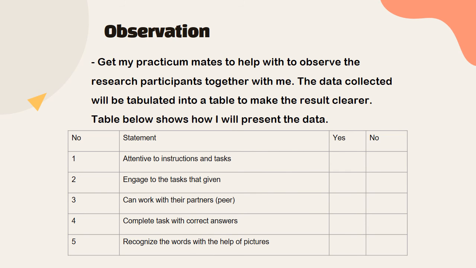For the observation, I will get my practical mate to help observe the research participants together with me. This prevents bias from happening, and the data collected will be tabulated into a table to make the result clearer. The table below shows how I will present the data. And this is the observational checklist that I will use in my observation.